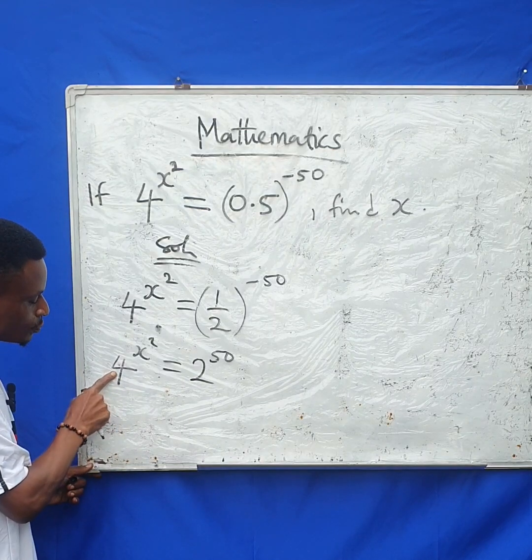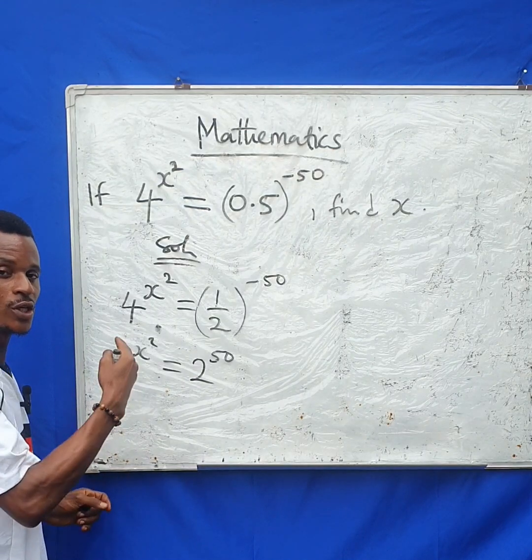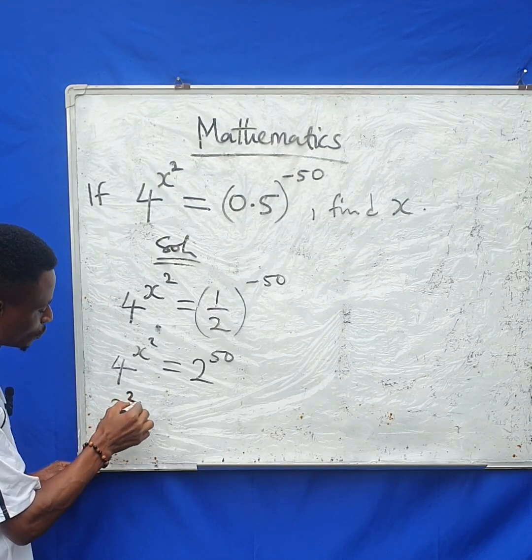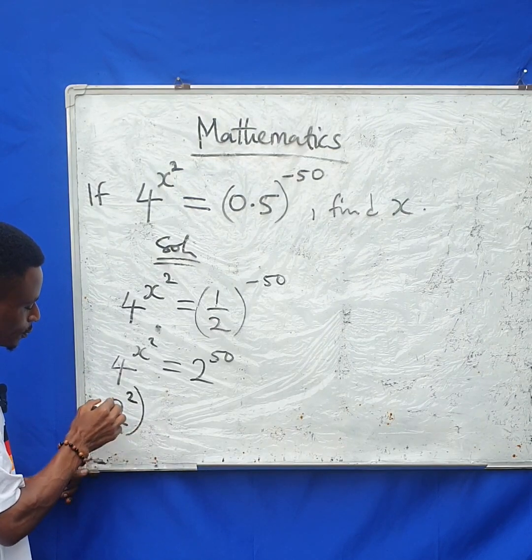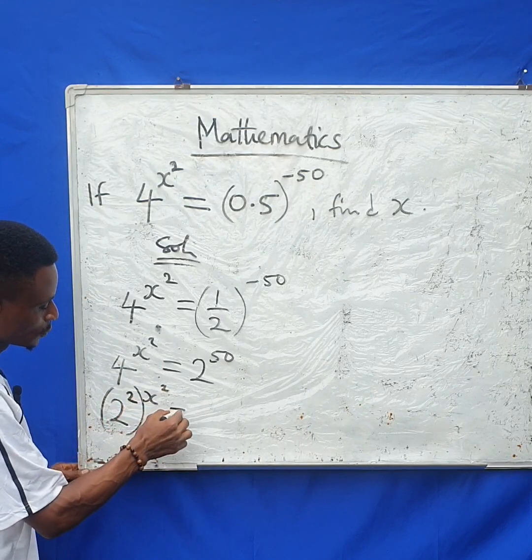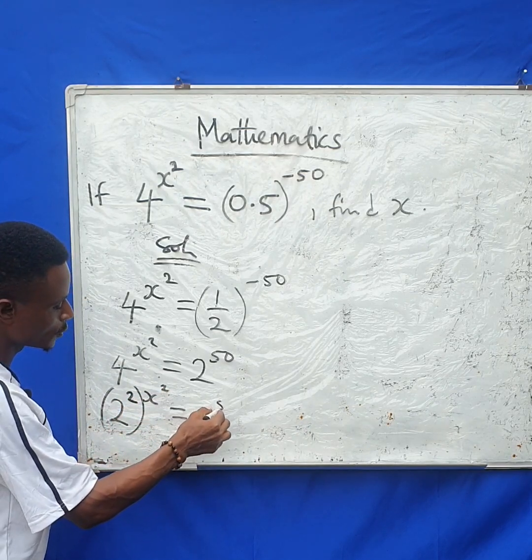Next, write this 4 in exponential form to have base 2. So 4 is the same thing as 2 raised to the power of 2. And then raised to the power of x squared equal to 2 raised to the power of 50.